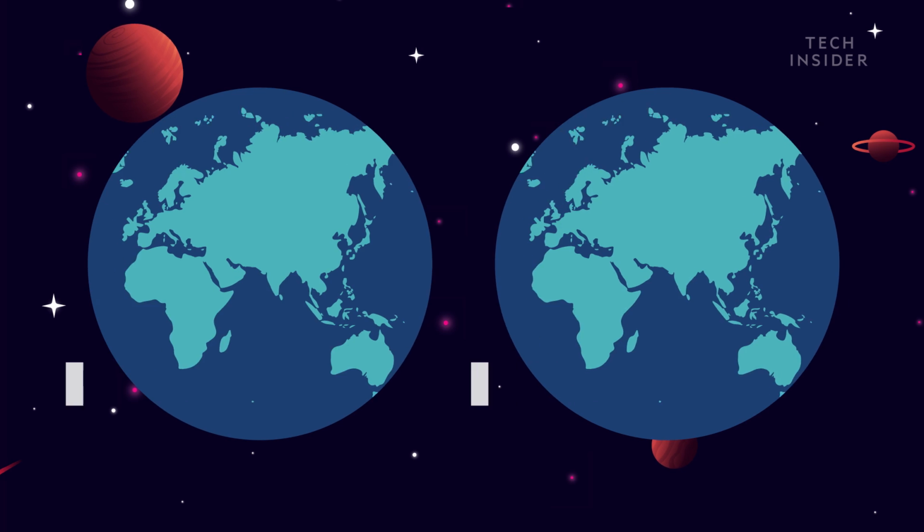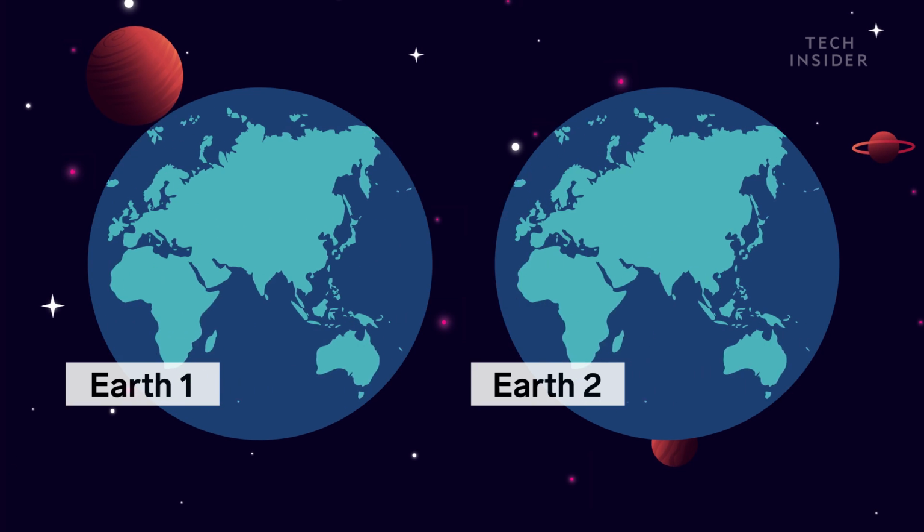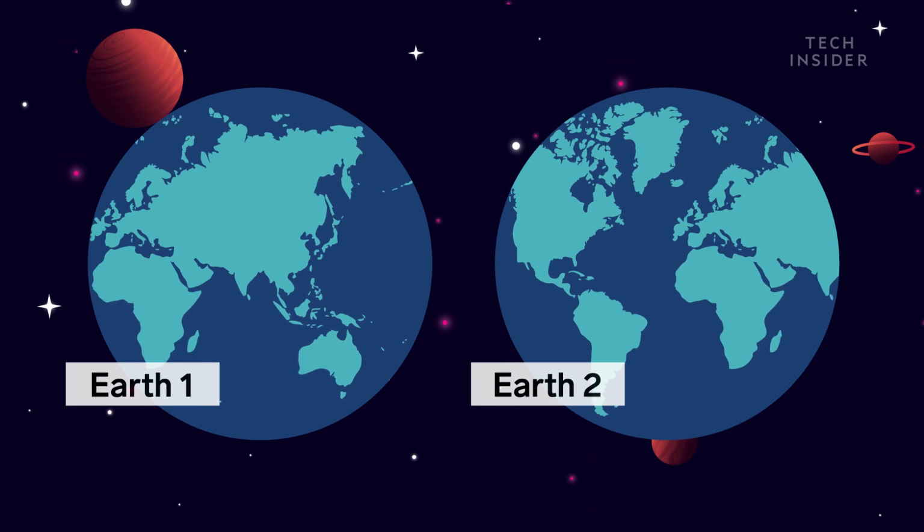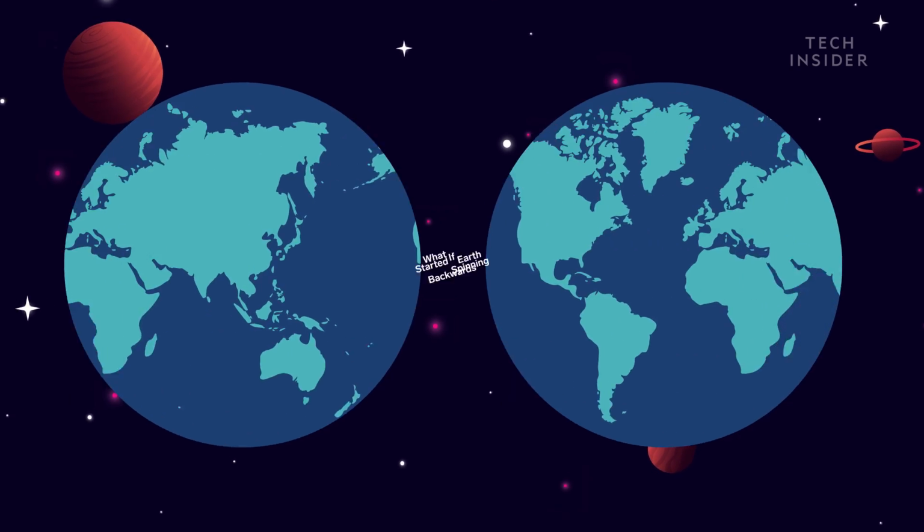So let's do a little experiment. Let's say we reverse Earth's rotation. What then? Well, you'll change a lot more than just the sunsets.